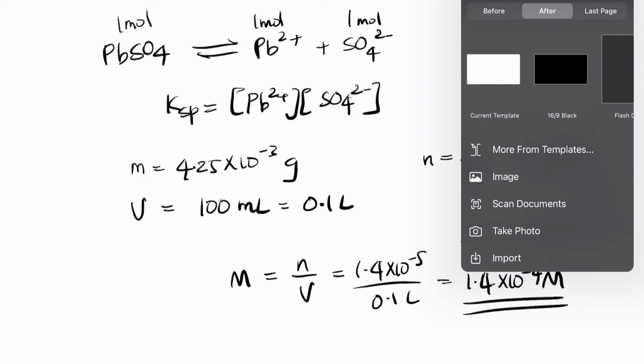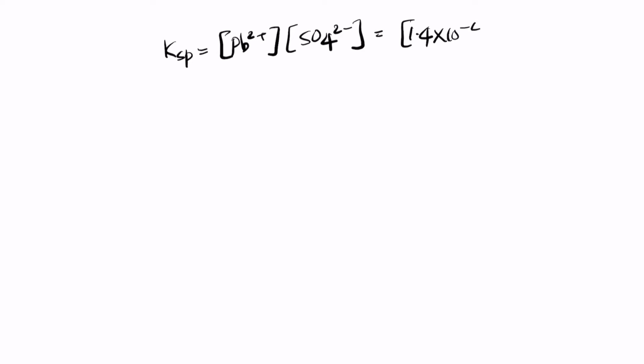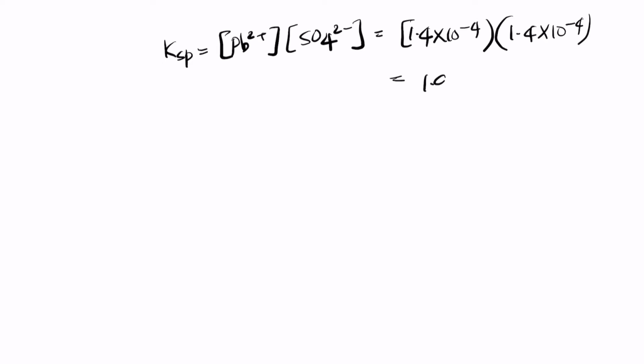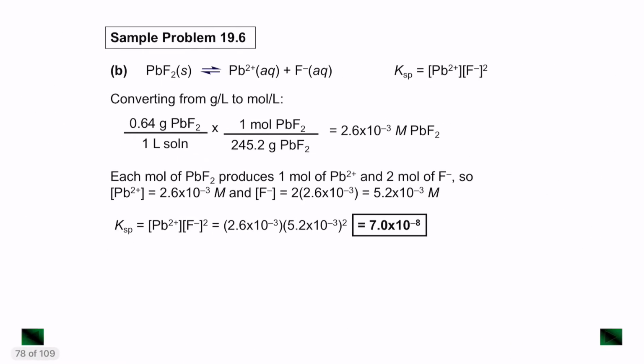So how do you calculate the Ksp value? The Ksp value becomes the concentration of Pb2+ times the concentration of SO4 2-, which is 1.4 times 10 to the power negative 4 times 1.4 times 10 to the power negative 4. This finally gives you a value of 1.96 times 10 to the power negative 8, which is the value of the Ksp, the solubility product.